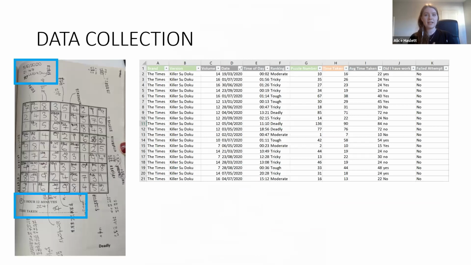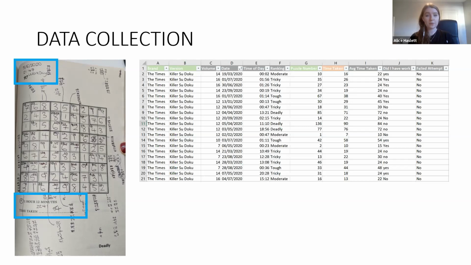So after planning the data collection, I started to collect the data. This was done manually, so I'd write the date, if I had work, the time I started the puzzle, and how long it took on the puzzle page. And the page also said the estimated time for how long the puzzle would take according to the publisher. So that can be seen on the page in the blue square at the bottom. I collected data for 10 months, so I started in January last year.